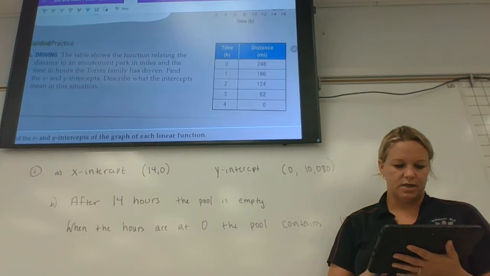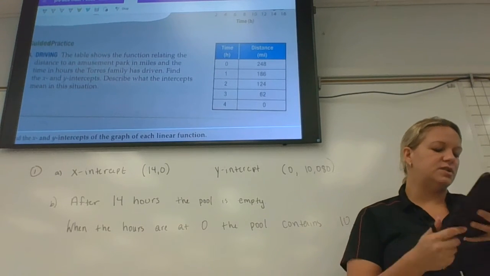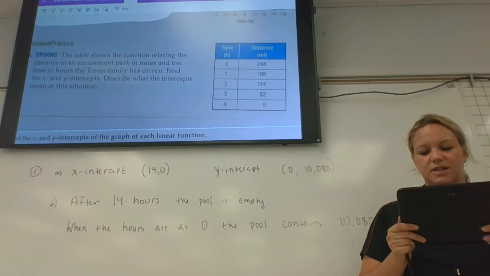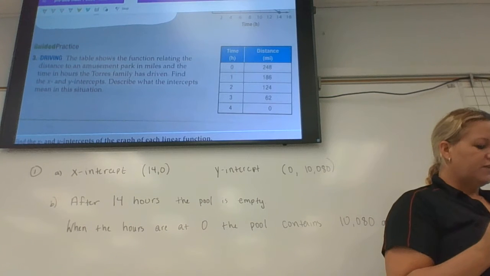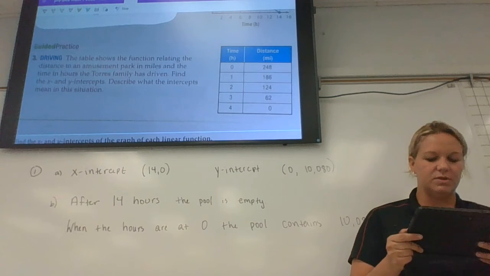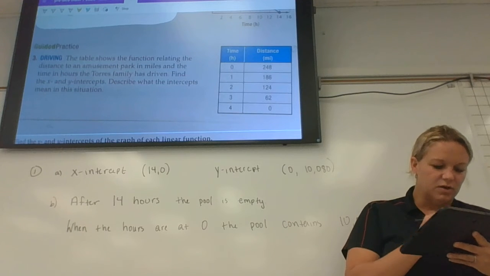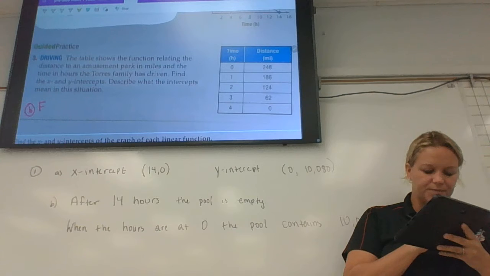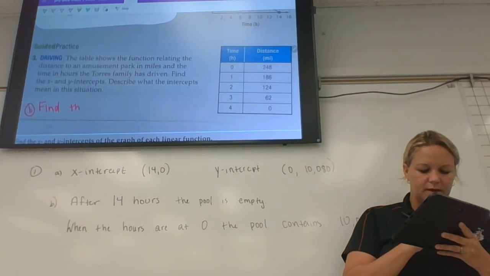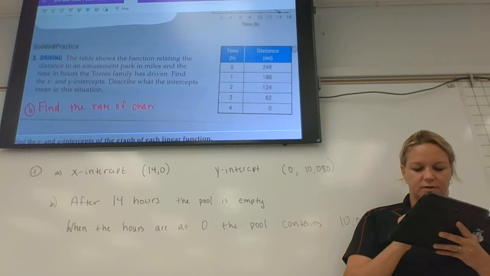All right, guys. The table shows the function relating the distance to Busch Gardens in miles and the time in hours the Torres family has driven. Find the x and y intercepts. Describe what the intercepts mean in this situation. Maybe I'll have you also, I'm going to call this letter B. Find the rate of change.